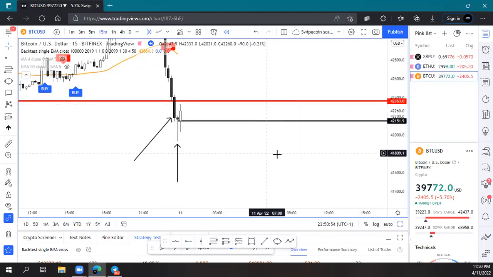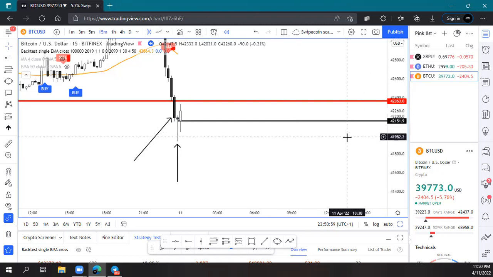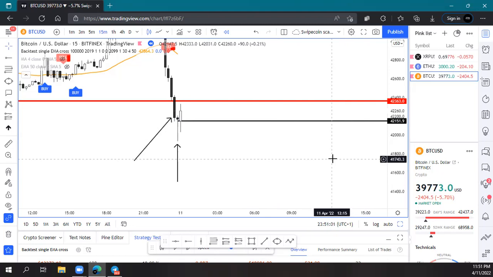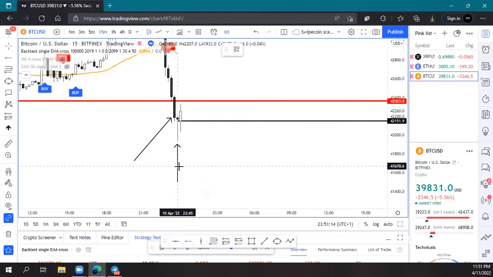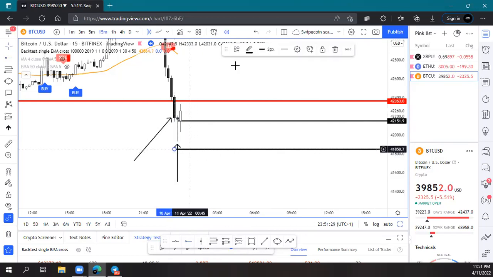So my TP1 is going to be 42151 minus 300. If somebody can help me out with that calculation, so that we can add our TP real quick, right? What is 42151 minus 300? So it should be 41851. Am I correct? 41851, right? So 41851, let's say it's around somewhere here.